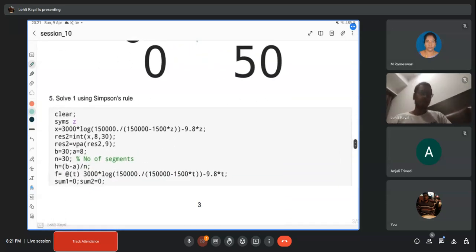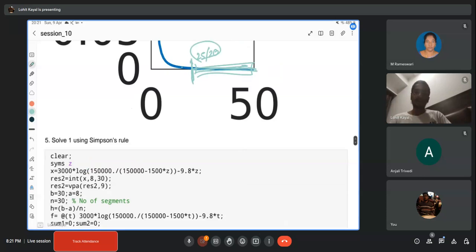Now this is the code for Simpson's rule. I will solve the same problem.